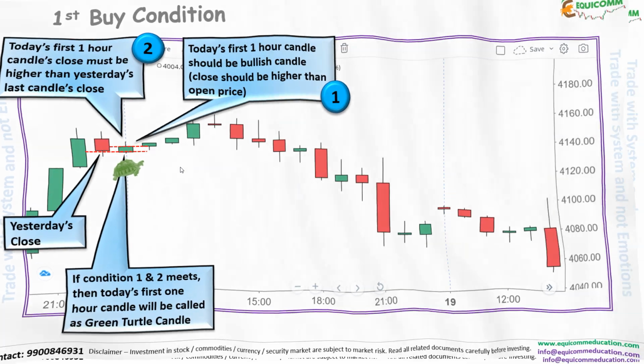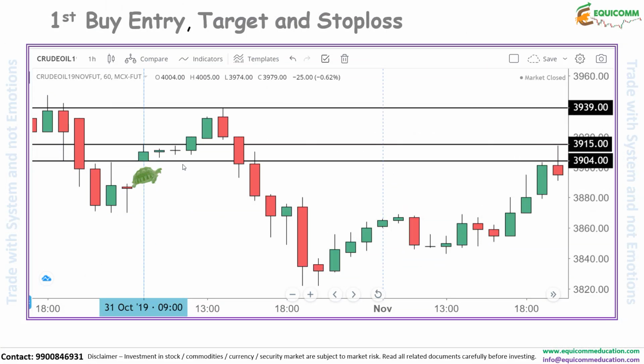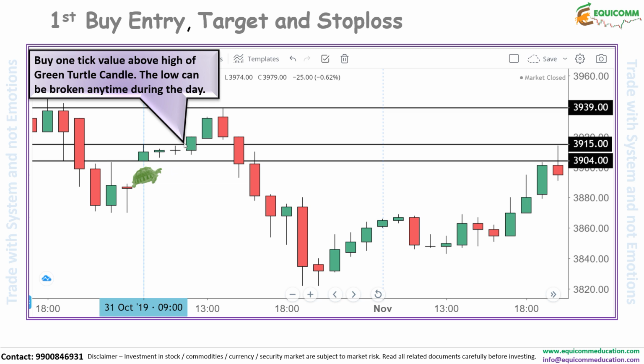Let's make a move and see the target and stop loss. Now here we have the buy condition. We have to buy 1 rupee above the high of the green turtle candle. What is the high of the green turtle candle? Look at the right hand side: 3915. So buy at 3916. This is your buy rate.